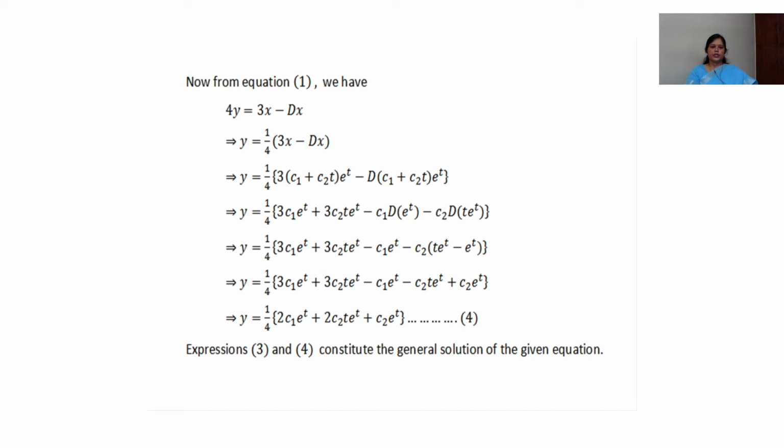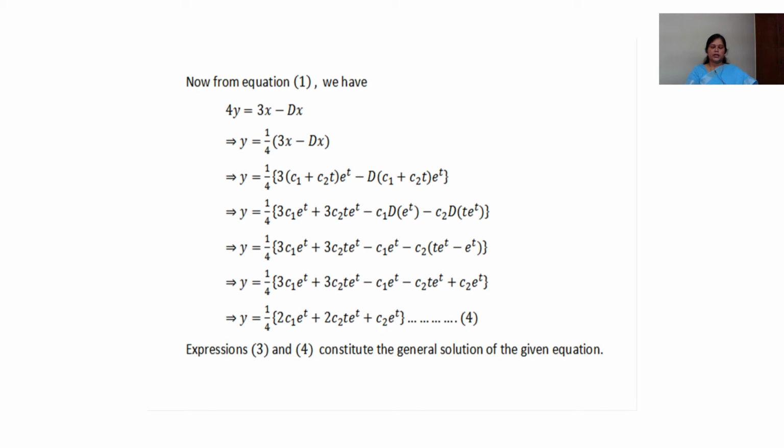So if you substitute the x value, the first term becomes 1 by 4 outside. The first term becomes 3 into (c1 plus c2 t) e to the power t. The second term is minus of d into (c1 plus c2 t) e to the power t.